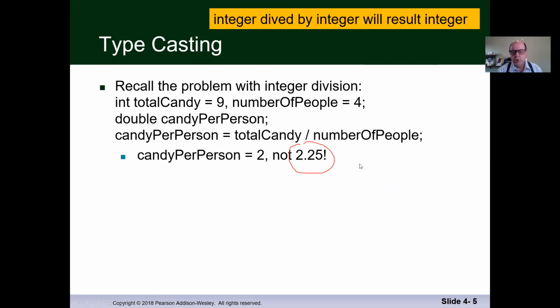So what if I don't want a 2? I want to get a fraction. If I want to get a 2, no problem. I don't want to cut the candies. So everybody's going to get 2 and I'm going to have leftovers, which is defined by percent. So 9 divided by 4 is going to be 2 with 1 leftover. But if I want to be precise and I want to have a decimal point, then what am I supposed to do?